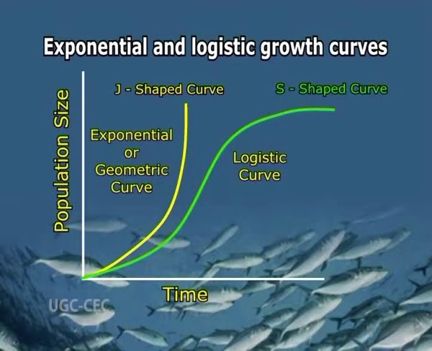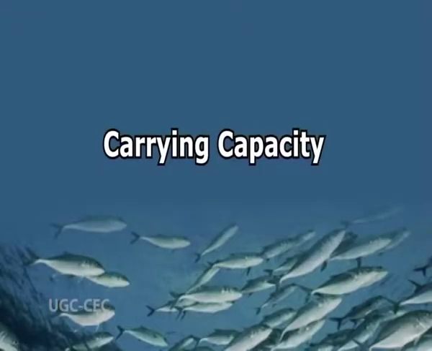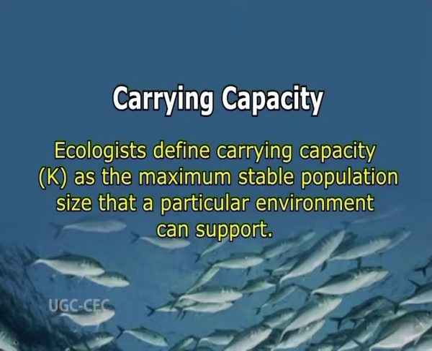The S curve differs from the geometric curve in two ways. First, it has an upper asymptote, and second, it approaches this asymptote smoothly, not abruptly. This logistic model of population growth incorporates the concept of carrying capacity. Ecologists define carrying capacity, denoted by capital K, as the maximum stable population size that a particular environment can support. Typically, resources are limited. As population density increases, each individual has access to an increasingly smaller share of available resources. Ultimately, there is a limit to the number of individuals that can occupy a habitat.